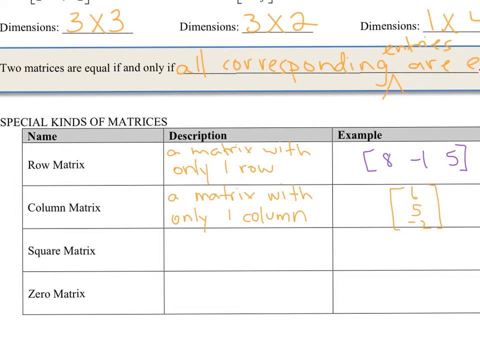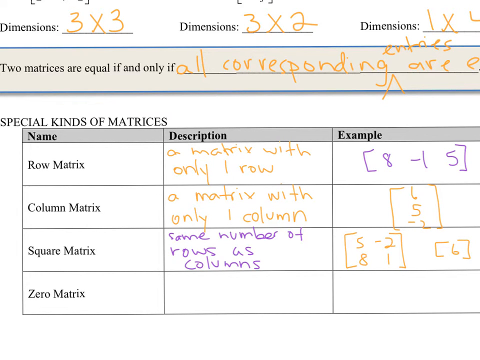A square matrix is a matrix with the same number of rows as columns. So when we talk about what that looks like, you can have a 3 by 3, a 2 by 2, a 1 by 1. So here I'm going to make a 2 by 2, 2 rows and 2 columns. And then I'm just going to do a 1 by 1, which is just one number.